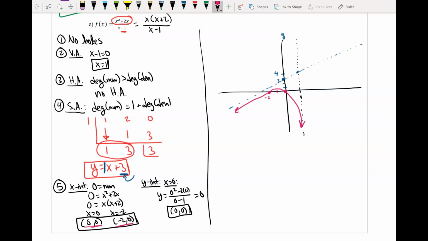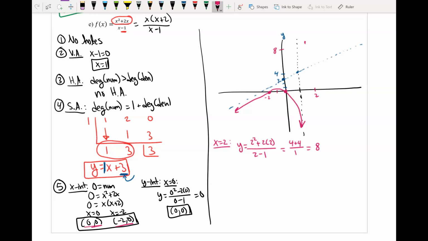So these can be really tricky. What you can do is plug in a number that's greater than 1. So let's plug in like 2. So I'm going to plug in x equals 2. You're going to get y equals 2 squared plus 2 times 2 over 2 minus 1. So we got 4 plus 4 over 1, which gives me 8. So at 2, I'm going to go all the way up to 8.